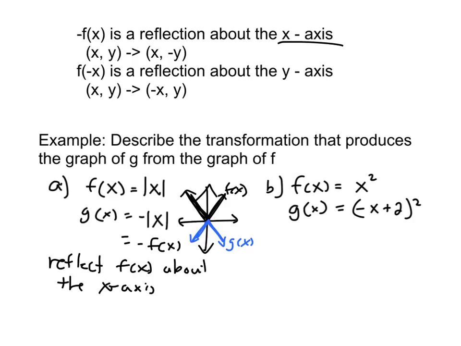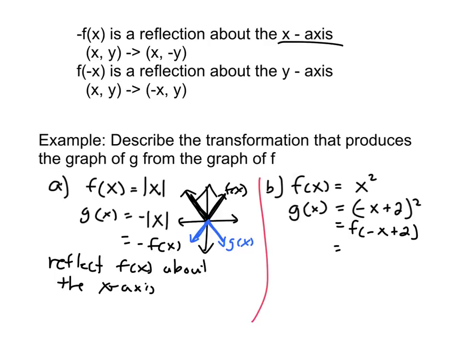Okay, so now let's do the second example here. This one is not just a single reflection transformation anymore. This is a reflection, but then it also has this +2. So this is more than one transformation. In the previous video we talked about vertical and horizontal transformations. So this is one of those. Let's figure it out. This is the same thing as f of negative x plus 2, right? If you were to plug in negative x plus 2, you would get g of x.